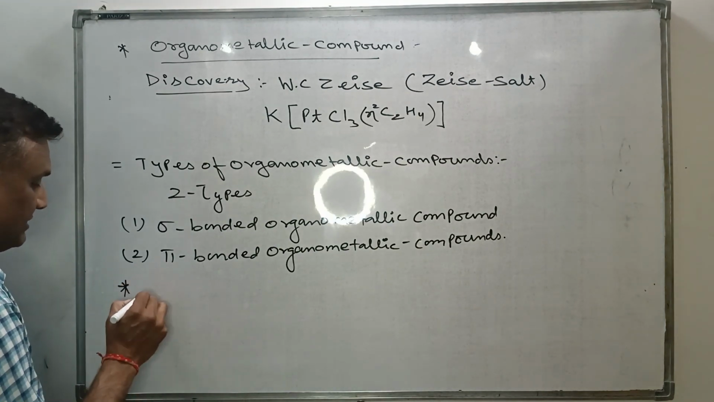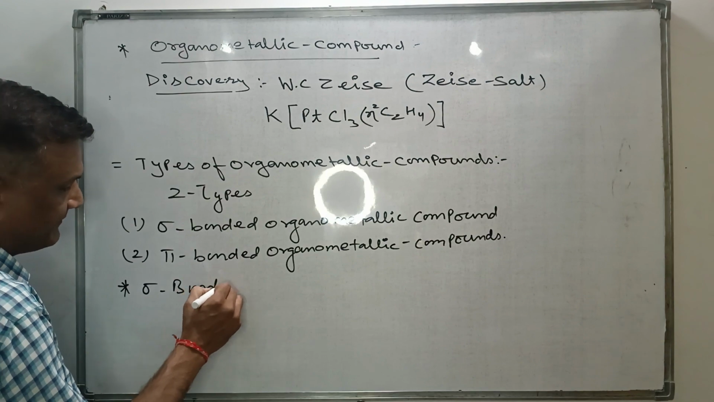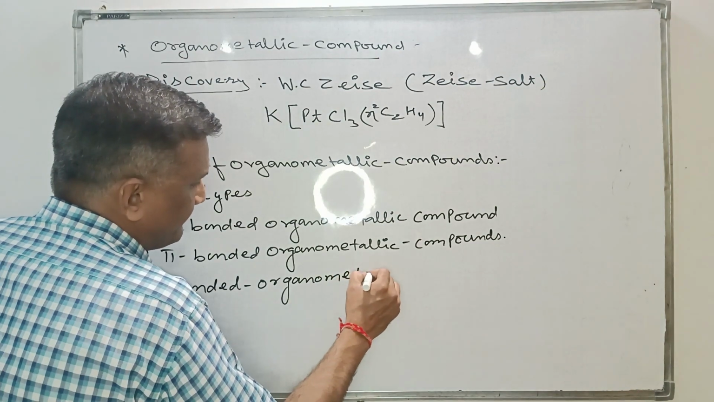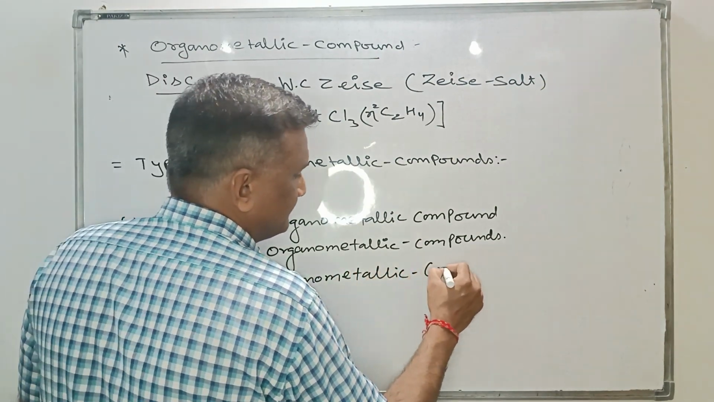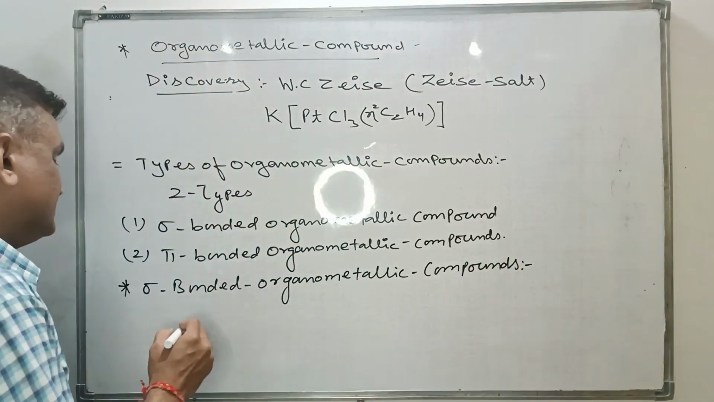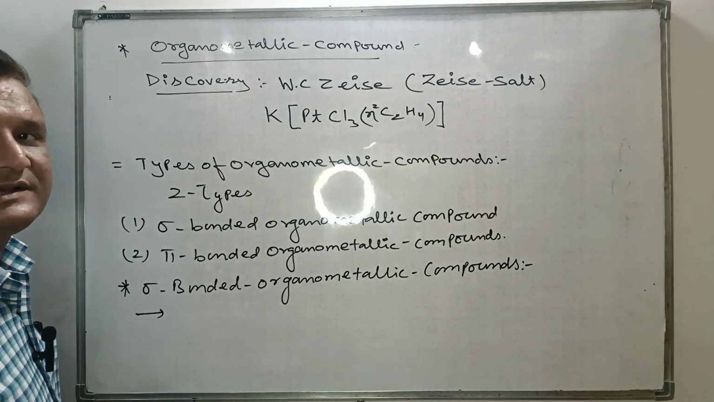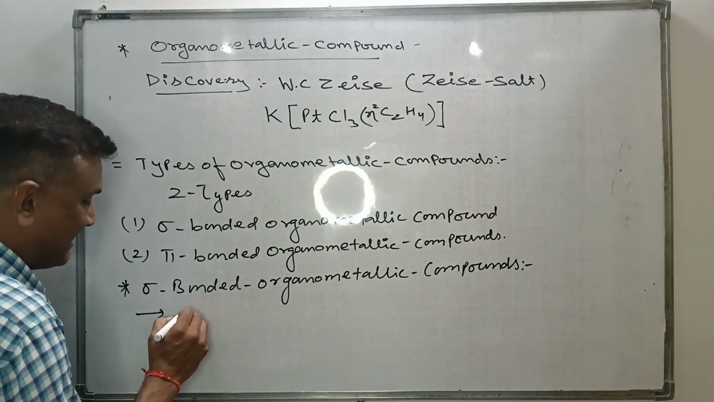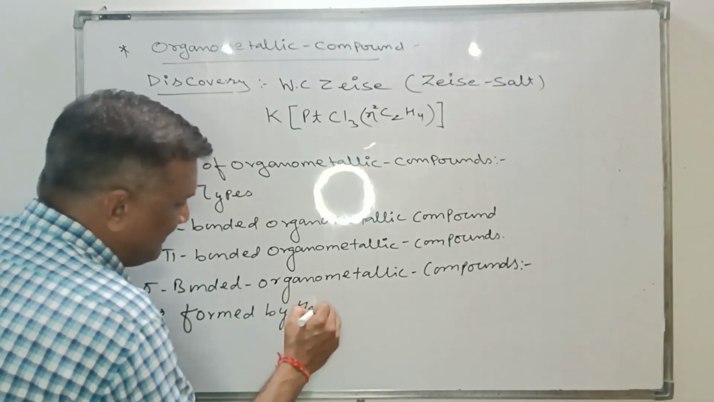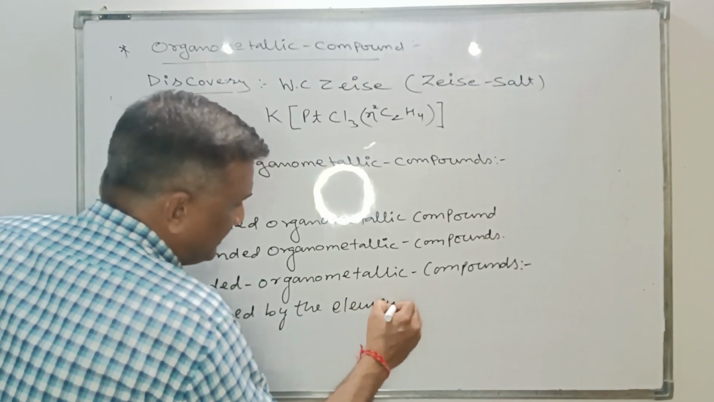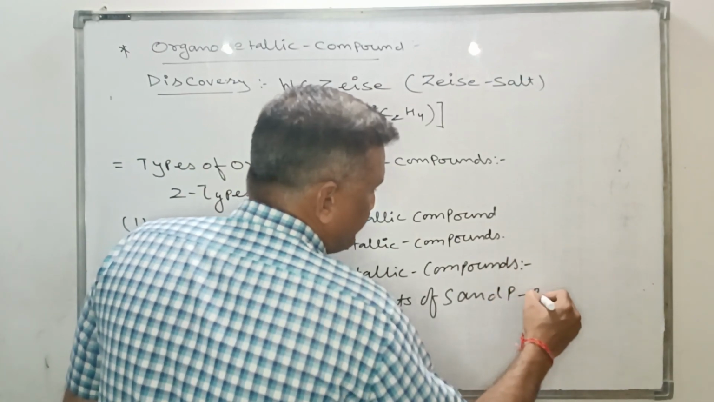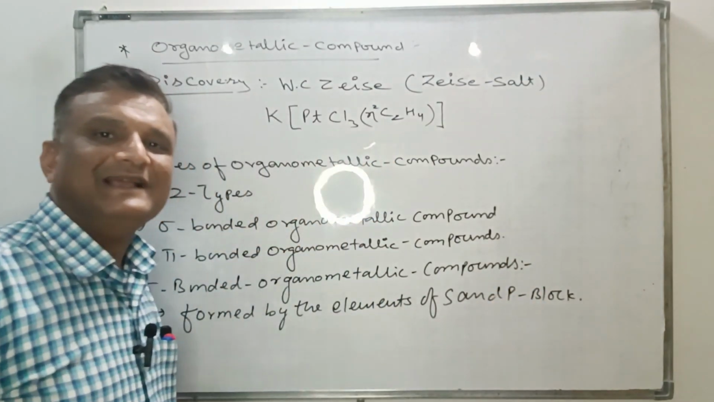First of all, we'll go with the sigma bonded organometallic compound. If we'll go with this type of organometallic compound, then these are formed by the elements of S and P block. S and P block.